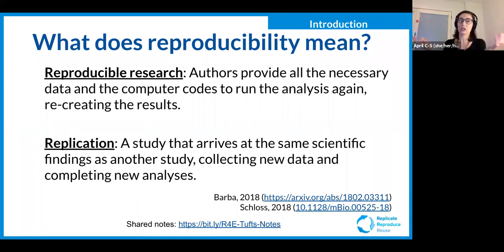goal is replication. So replication is when you're actually rerunning an entire study over again. So you need to have all the information available, so it does need to be reproducible, but you're also collecting new data. So you're running a whole new study, you're getting new data, and you're running a whole new analysis. So you may be using the exact same code, you might be adapting it, you might be using a different analysis. So this is sort of the gold standard that we're aiming for, is the ability to actually replicate each other's study.